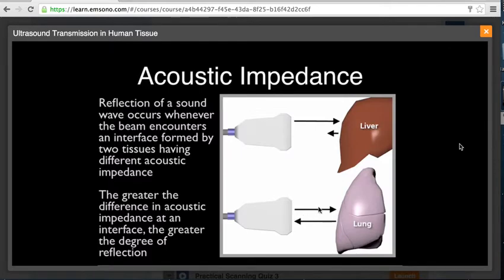Now, if you go to a soft tissue lung interface, or a soft tissue bone or calcified structure interface, there's going to be a much greater difference in the acoustic impedance from one side to the other. So that means that the vast majority of that sound is going to bounce at that interface and come back.